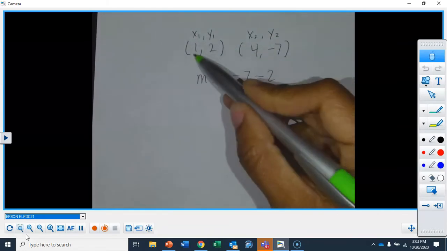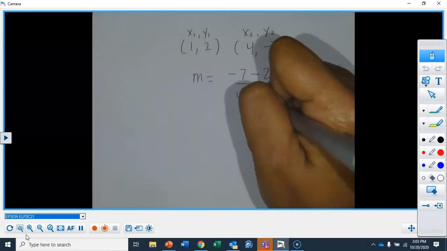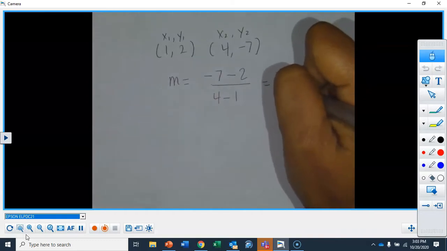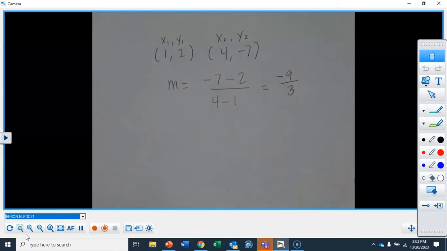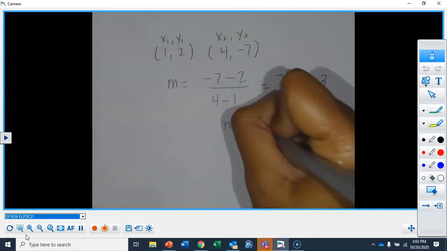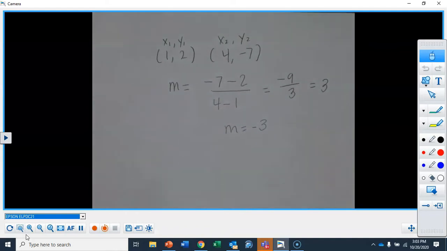And then I'm going to do 4 minus 1. So this is -9 over 3. You guys see that? -9 over 3 is -3. So my slope is -3, and I just want to show the side by side.